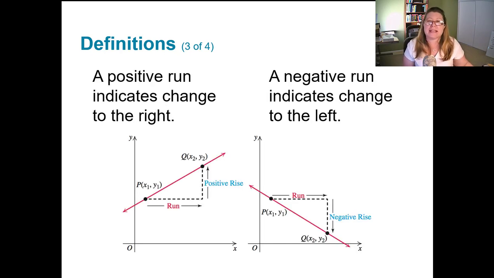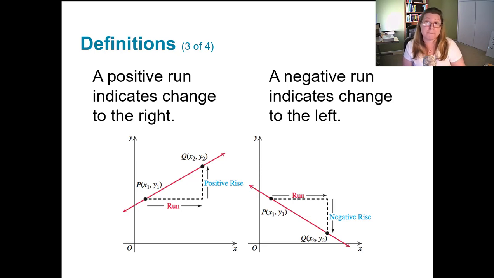Now, positive and negative slopes depend on where the change is happening. A positive run indicates a change to the right, a positive change. So when you go to the right, it increases in height with your line. In essence, you run over and then you have to go up to catch up with the line. Versus a negative run means that when you run over, you have to go down to catch the line, and that's a negative rise.